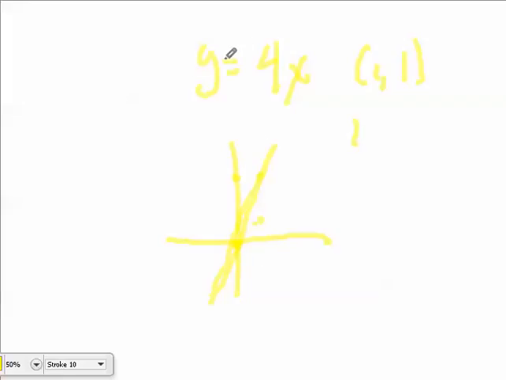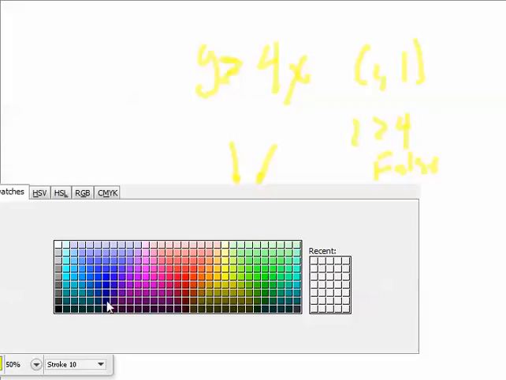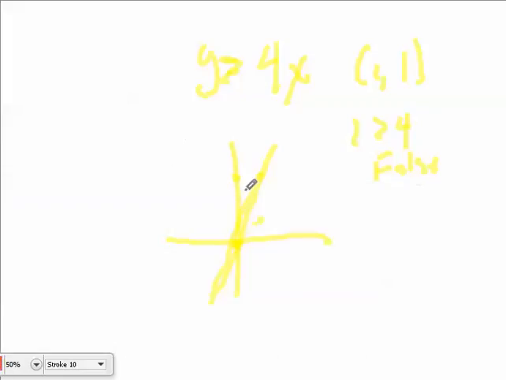I'm sorry, I said less. Y is greater than this, okay? So I got 1 greater than 4. Is that true? No, that's false. And so knowing that that's false, I'm going to pick the side of the line where 1, 1 is not, and shade the other side of the line. You see how I'm picking out what side to shade? And even if it was going through 0, 0, I could pick out the other side of the line or pick another point not on that line.